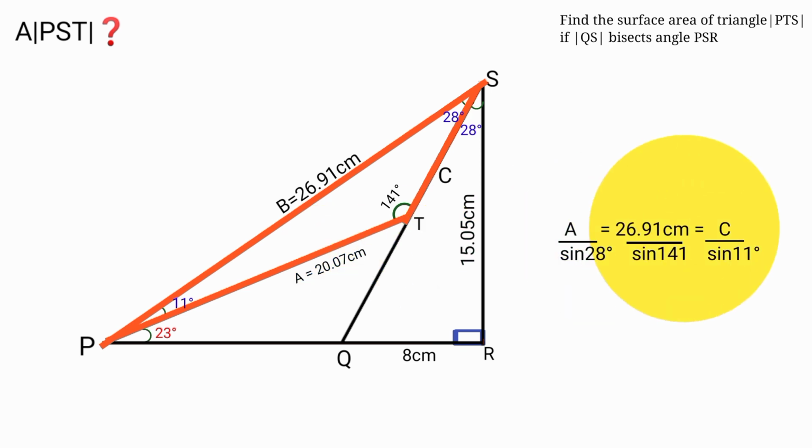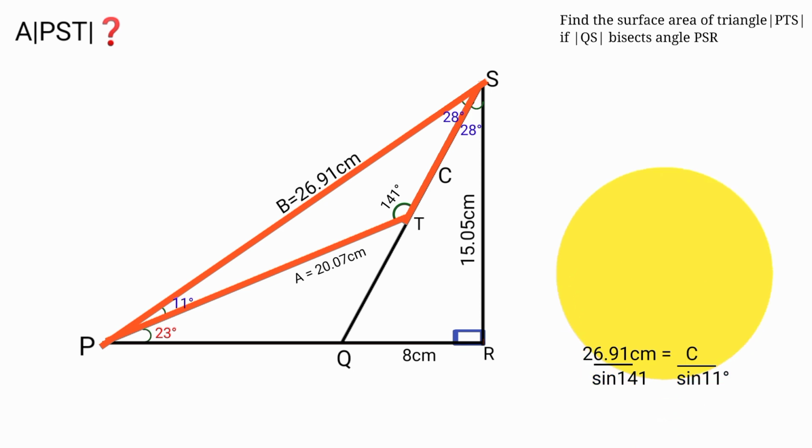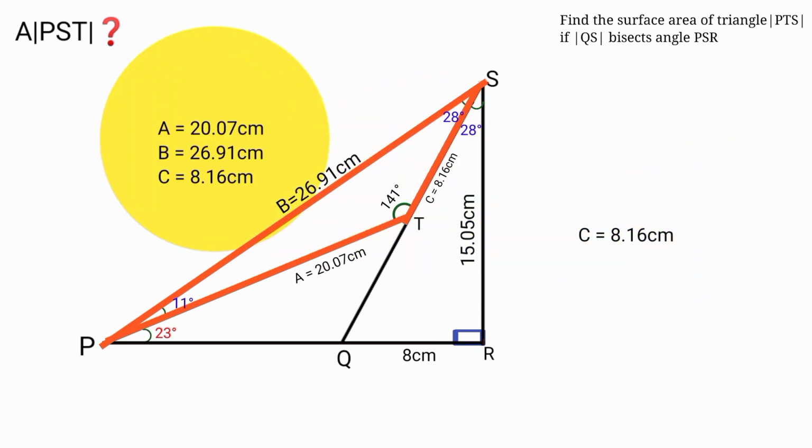Coming back to this part here, 26.91 centimeters over sine 141 equal to C over sine 11. If we make C the subject, C equal to 26.91 centimeters over sine 141 times sine 11, which if you press your calculator equal to 8.16 centimeters. Now we have A equal to 20.07 centimeters, B equal to 26.91 centimeters, and C equal to 8.16 centimeters.